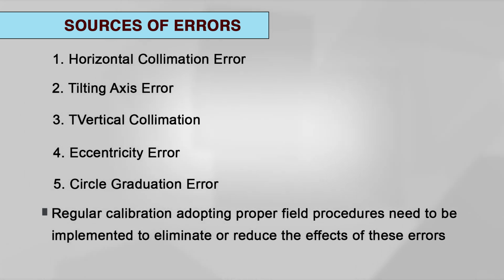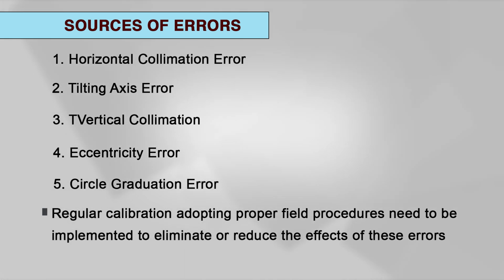First, the horizontal collimation error. It is an axial error that occurs when the line of sight is not perpendicular to the horizontal axis. It affects horizontal circle reading. It increases with steep sighting. It is eliminated through both face observation.